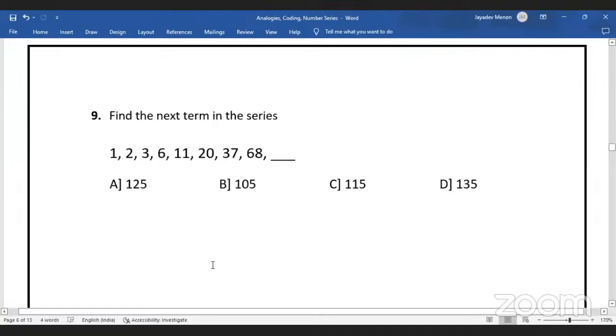So here we have a question from number series. The concept is same. In number series, we will be provided with a series of numbers. We need to identify the relationship between the given terms, and by using that relationship, we need to find the missing number. In this question, we have 1, 2, 3, 6, 11, 20, 37, 68. By identifying the relationship between them, we need to tell what is the next number.